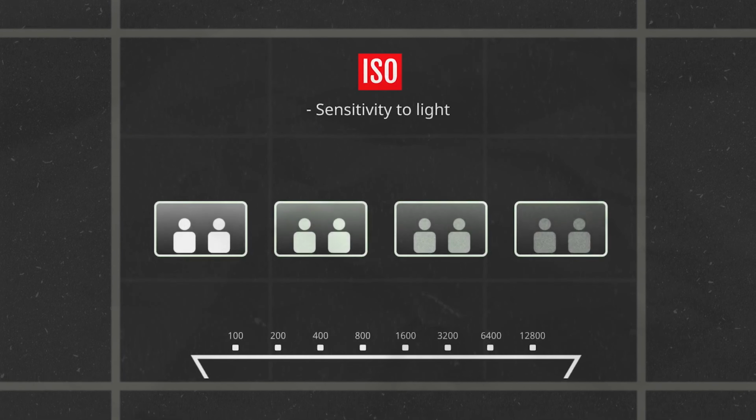And the last one is ISO. That's your camera's sensitivity to light. So a lower ISO number means it's less sensitive, and a higher ISO number means it's more sensitive to light, but that also adds noise or grain to your photos. So you want to know what you're doing if you are adjusting ISO to compensate for either shutter speeds and aperture.